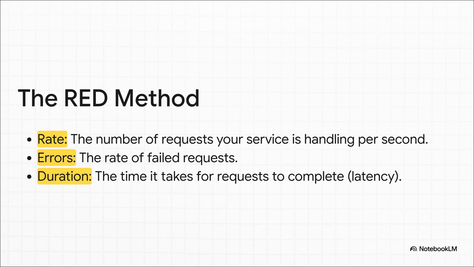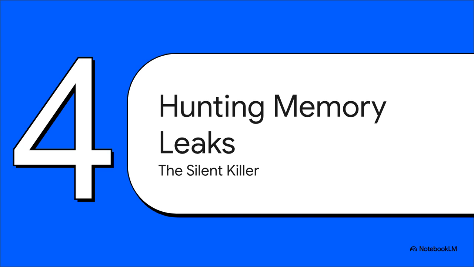R is for rate. How many requests are you getting per second? E is for errors. How many of those requests are failing? And D is for duration. How long are people waiting for a response? What's your latency? If you just monitor these three things, you have a really, really good idea of your user's experience. But the RED method mostly tracks problems that your users see right away.